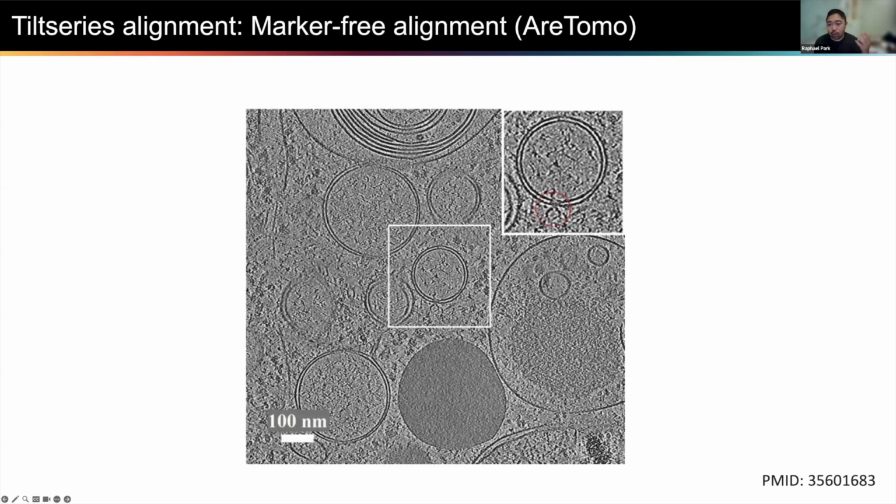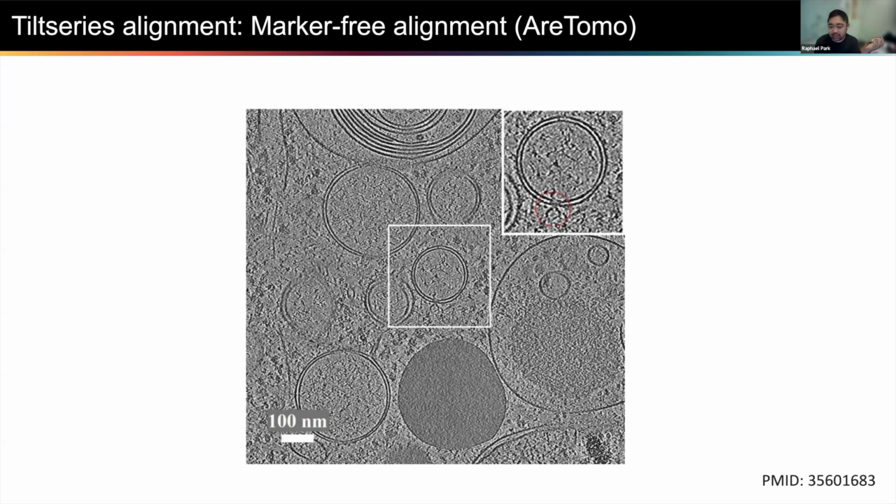And now there are newer ways of doing this, and one of the most popular ones in the field now is software called Arctomo. So this type of software aligns tilt images without any marker, and this is particularly useful. I'll get to it later.